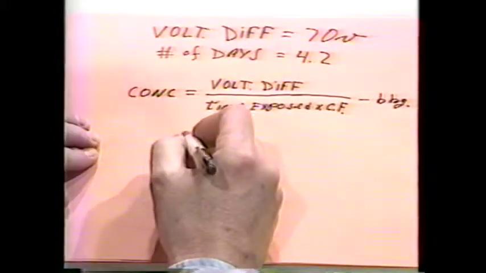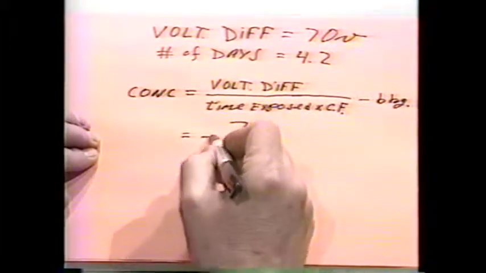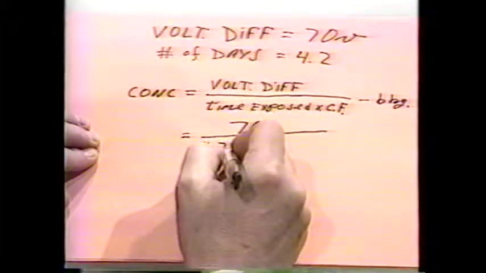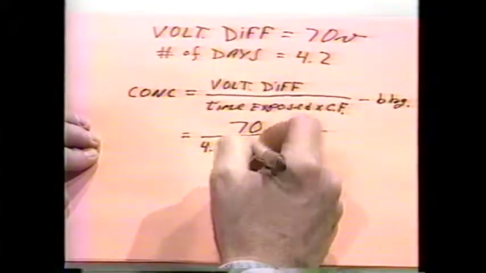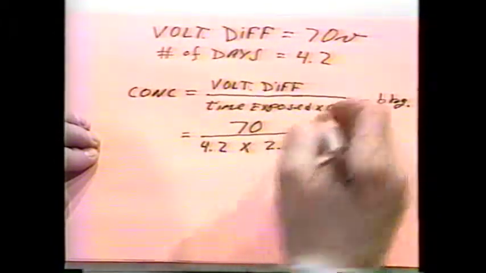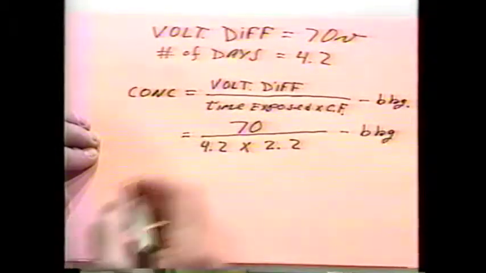The calibration factor for this particular EPIRM unit that I'm holding in my hand here, I see is 2.2. So let's calculate the concentration then. The concentration is the voltage difference, which is 70 volts, divided by the time exposed, which is 4.2 days, and again the calibration factor, which is 2.2 in this case. And I'm going to worry about the background in a minute. So I just carry it along with me.